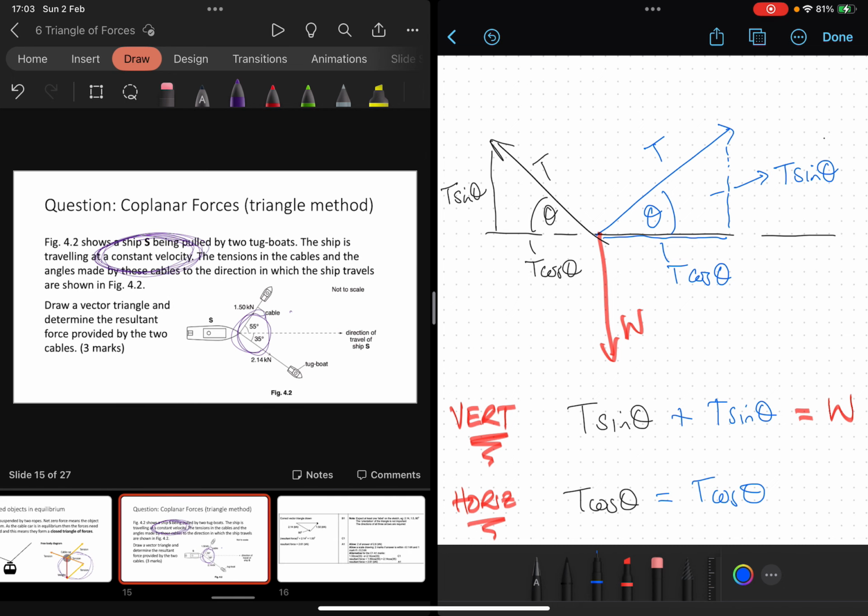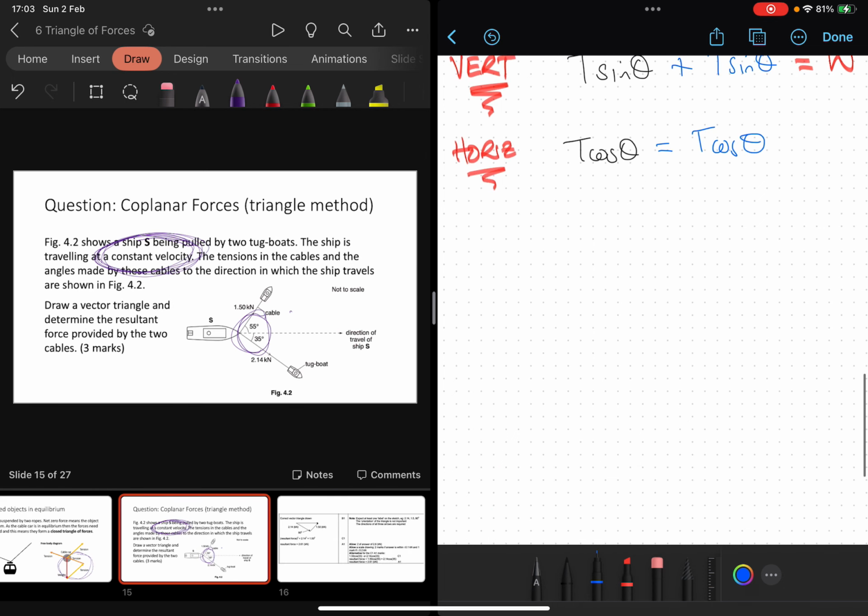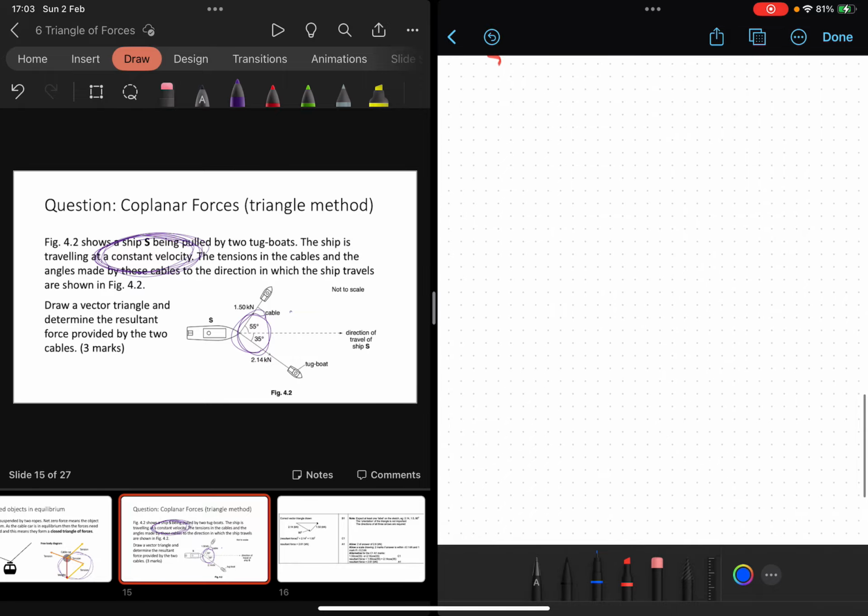So what does this often look like from an exam question perspective? Here's one. I've circled two things. We've got a ship pulled by two smaller tugboats. I've circled the idea of constant velocity. Constant velocity means no resultant force, no acceleration, so that is in equilibrium. Okay, not static equilibrium. It is moving, but it isn't accelerating. And that's the important bit.